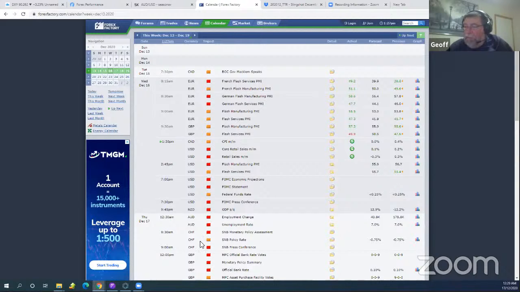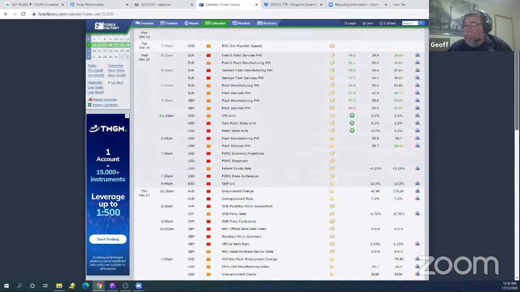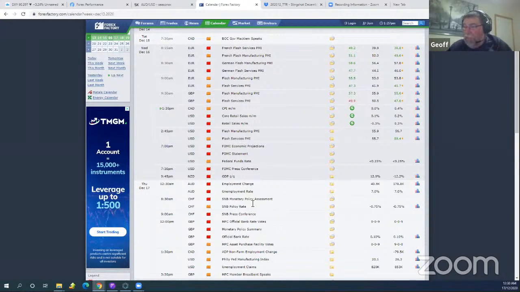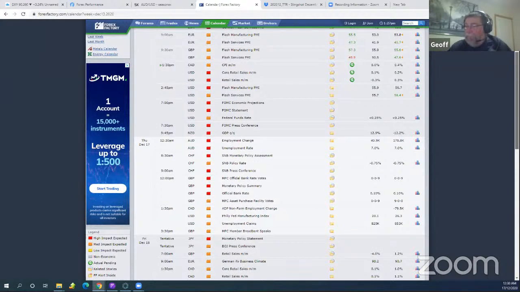Also out tomorrow, another two central banks, as a matter of fact, delivering their statements. That, of course, is the Swiss National Bank and the Bank of England. Both of those should have an interesting effect on the market. See how they're going to handle it and what they're looking for going forward out of this COVID scenario that is very, very dire, of course.